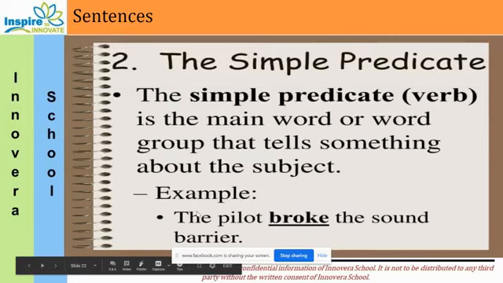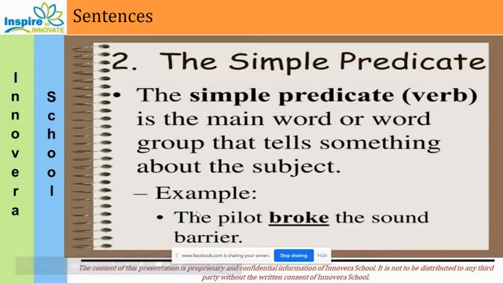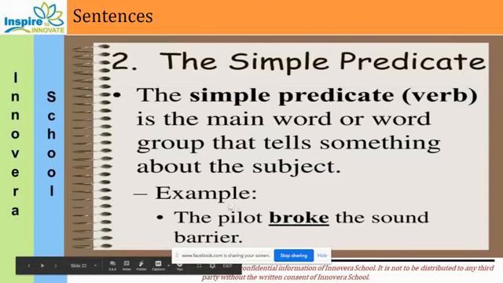Now again we will discuss about simple predicate and complete predicate. Fine. So first we'll discuss about simple predicate. Now what is simple predicate? Simple predicate is the main word or the word group that tells something about the subject. Like here you can see the pilot. Pilot is a subject. Broke the sound barrier. Okay. So here broke is a verb. Broke is working as a simple predicate.